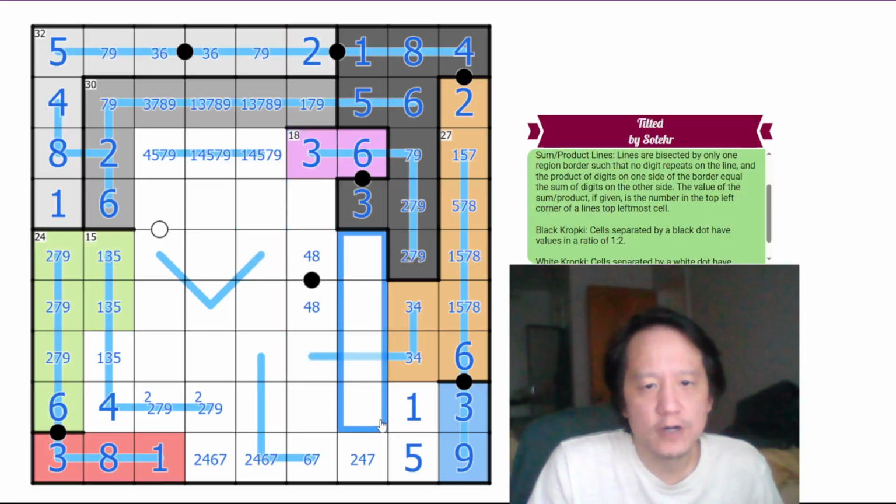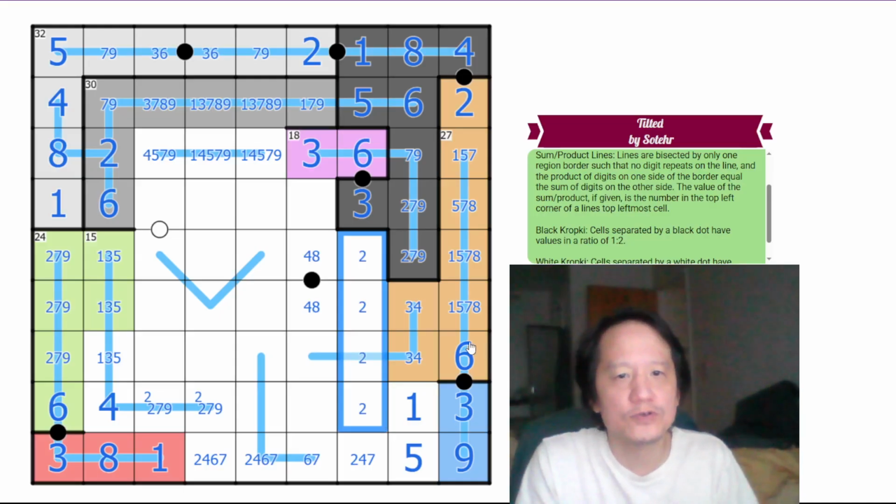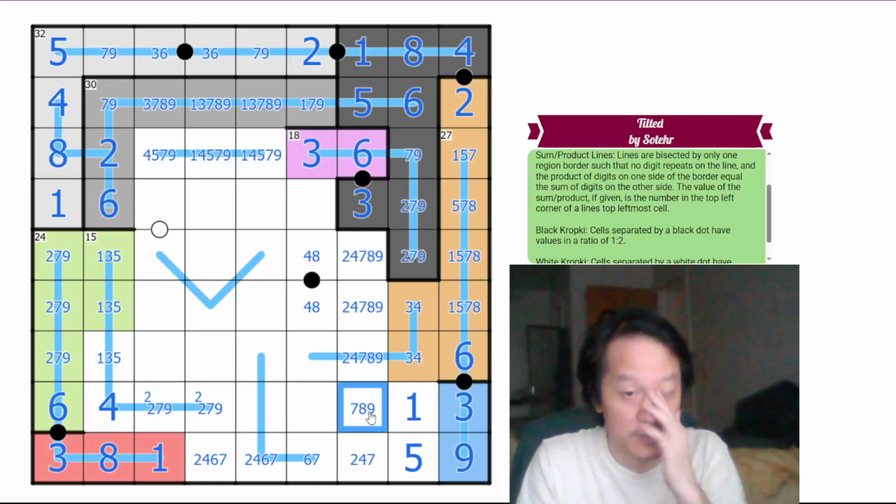Rest of column 7 has to be 2, 4, 7, 8, 9. Okay. This can't be 2. It can't be 4 because one of these is guaranteed to be 2. This is guaranteed. This is a 4.